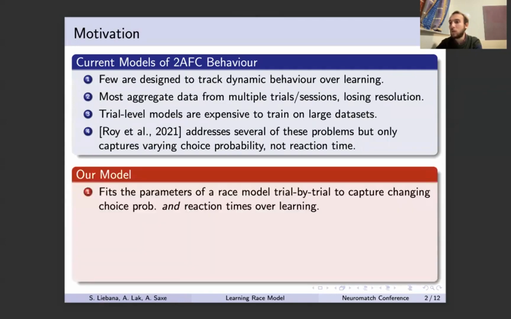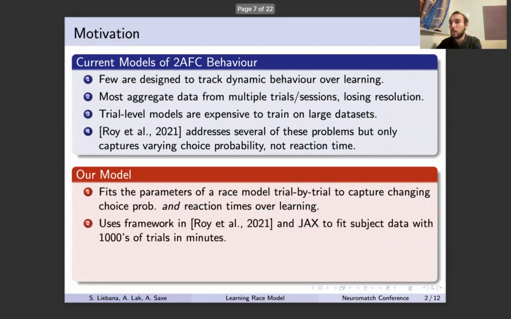Our model builds on the work by Roy et al. by changing the behavioral model from a logistic regression model to a race model, so that with a similar set of assumptions, we can capture varying choice and timing dynamics at the same time. Using JAX, a high-performance numerical computing library for Python, and the Bayesian fitting framework from Roy et al., we were able to fit the model to data from subjects with several thousands of trials in a matter of minutes.